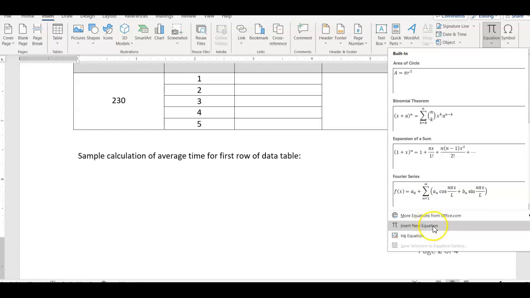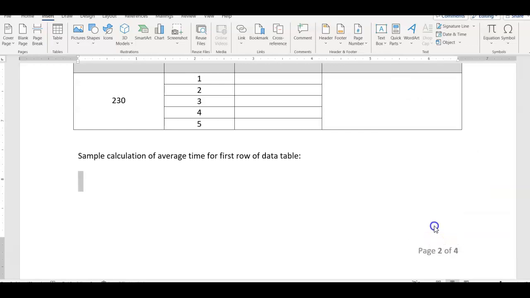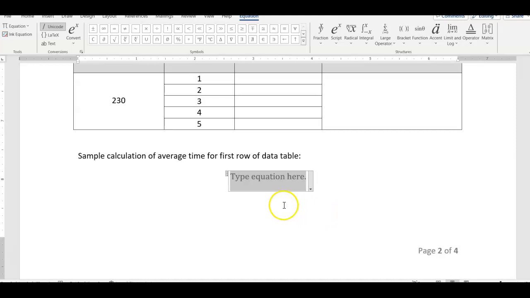So we're just going to insert a new equation. I click that, and it gives me this box, which is where I can start typing my equation. So I click in that box. I'm going to say the average equals, okay, the average is just adding up our measurements and dividing by 5, right? Because that's the number of measurements we had. So I'm going to have a list of numbers in the numerator, the measurements that I added up. I need to put that list inside parentheses so that this tool understands what is in the numerator.